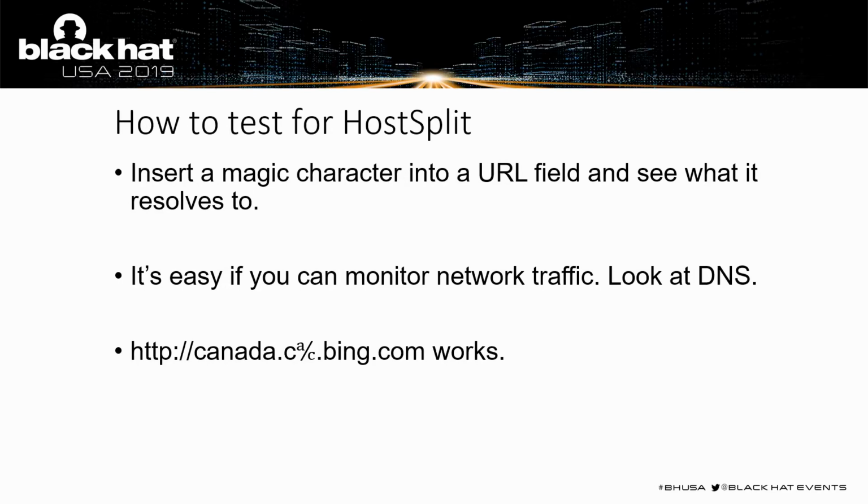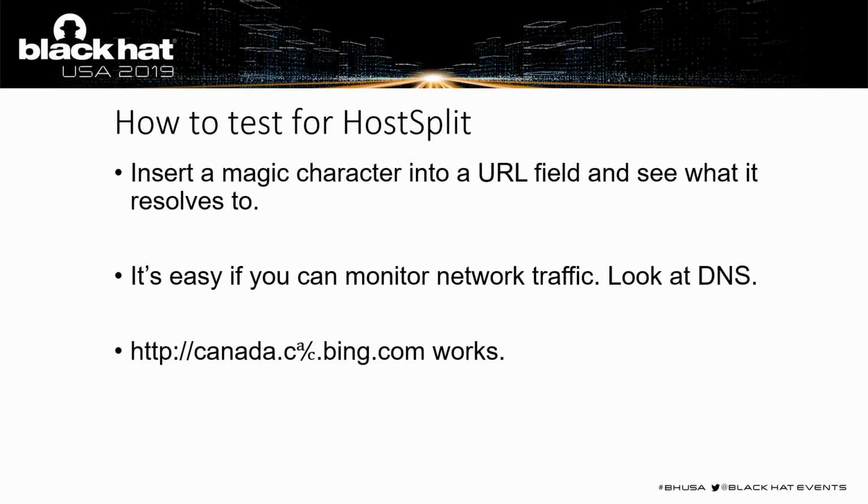If you use a URL like this, canada.c accountof.bing.com, what you want to look for is a DNS lookup for canada.ca. That means it's actually decoding that character in the hostname into ASCII and then making a DNS lookup for the wrong thing. The ideal result for this sort of test case is that it just doesn't make the request. But if it makes a request or a DNS lookup for some weird punycoded subdomain of bing.com, that's also okay. It's not ideal, but it's probably not exploitable.